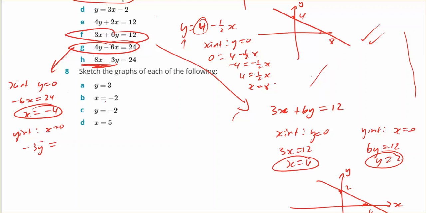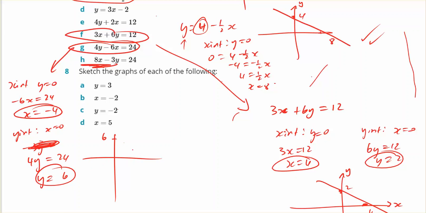equals, I think I looked at the wrong question. -6, no, that's right. 4y equals 24. So y equals, when I divide 24 by 4, I get 6, 4 sixes are 24. And we have a y-intercept of 6 and an x-intercept of -4. So it looks something like that. Okay, so you just have to do the process.